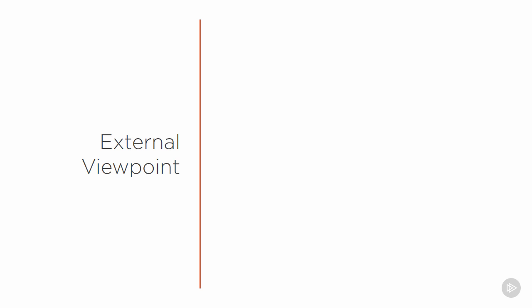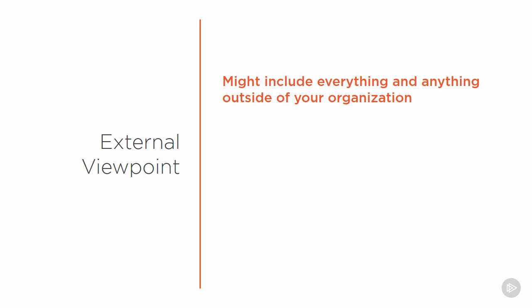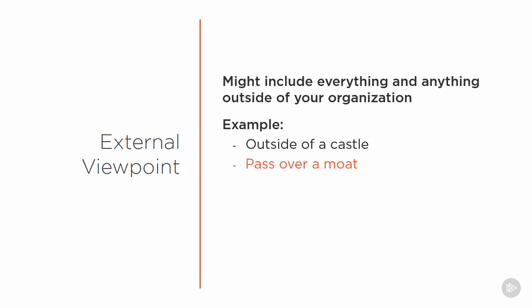You will need to consider external viewpoints, which may include the access that anyone outside of your organization would have. For instance, if you have a well-defined security perimeter, the external viewpoint would be the view from outside of that perimeter. Imagine standing outside of a castle. The external viewpoint would require you to pass over a moat, climb a wall, and then get through any other defenses that might be in place.